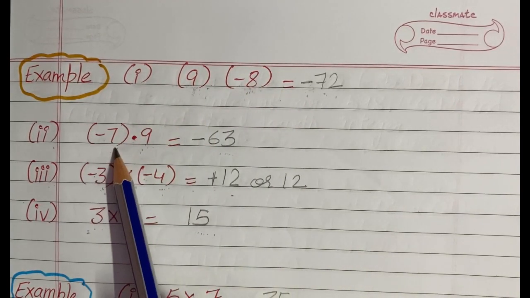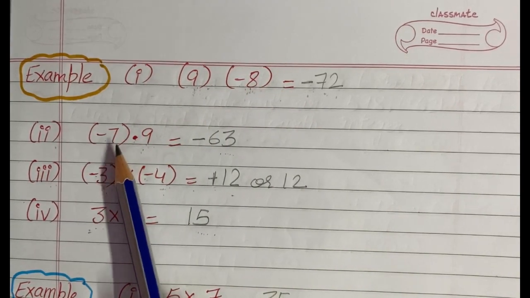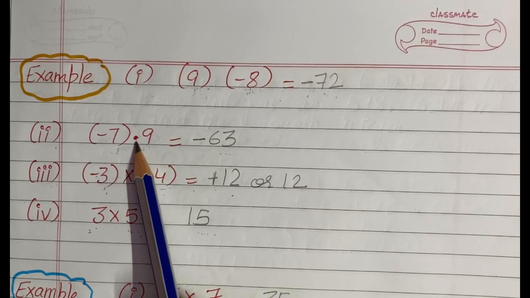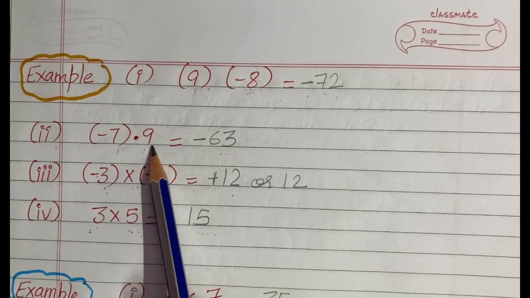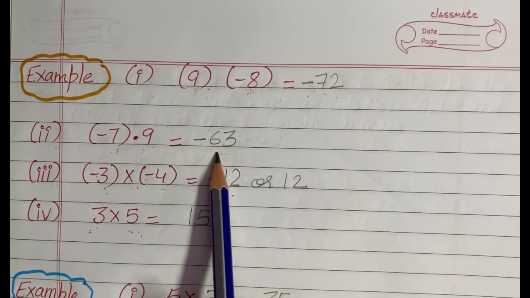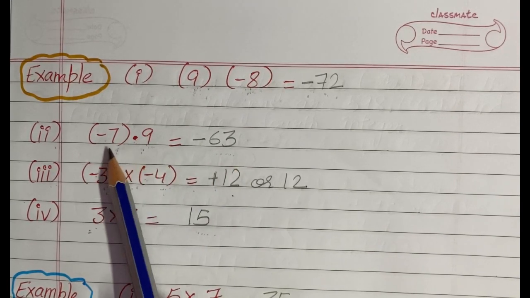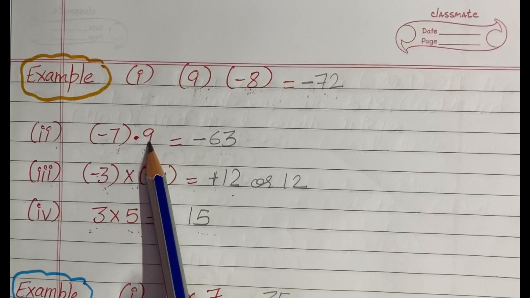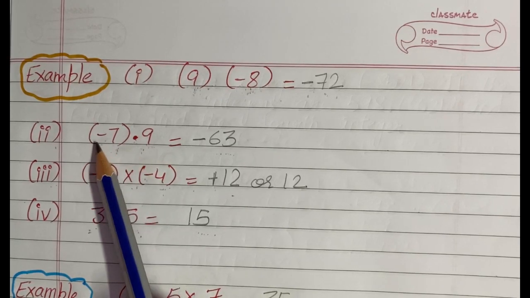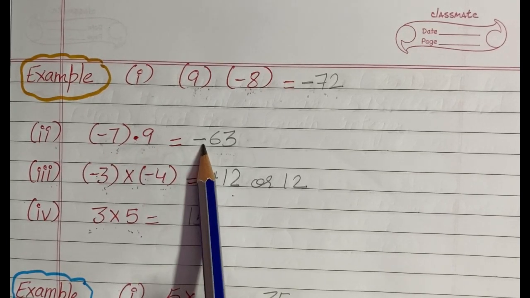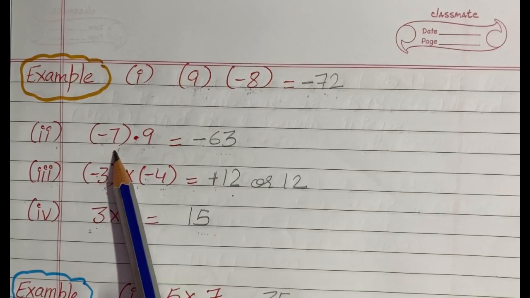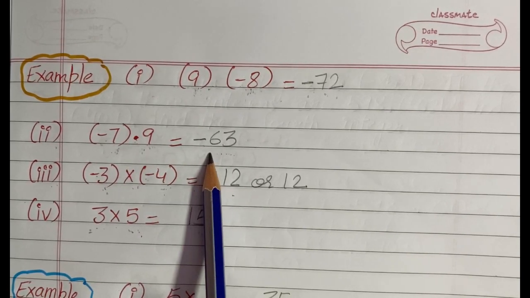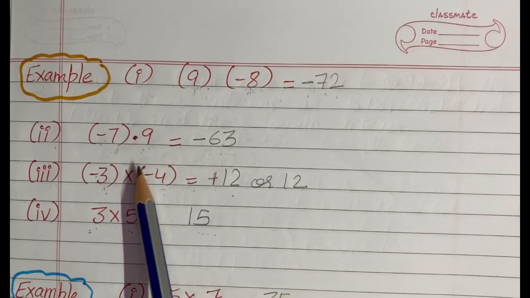Now the second example: minus 7 dot, which means multiply, 9. You know that 7 nines are 63. Now here students, one number is negative and the other is positive. So according to the rules, minus plus will give you minus. So minus 7 into 9 will give you minus 63 as the answer. Let us see the third example.